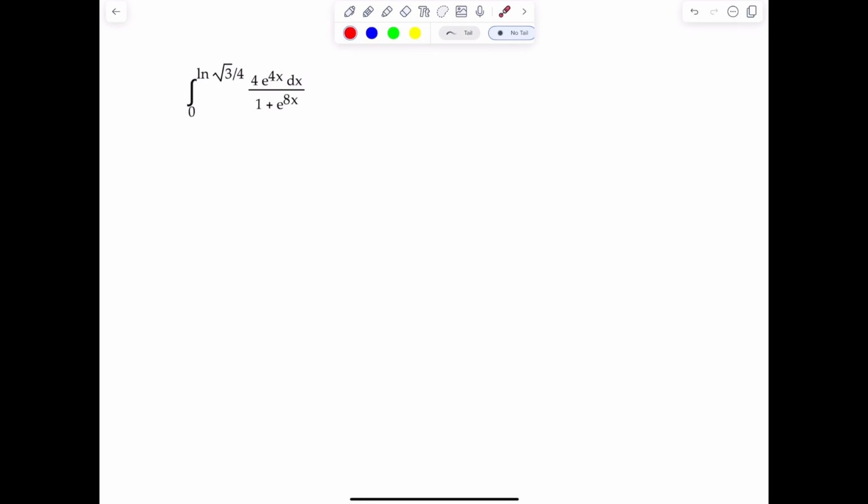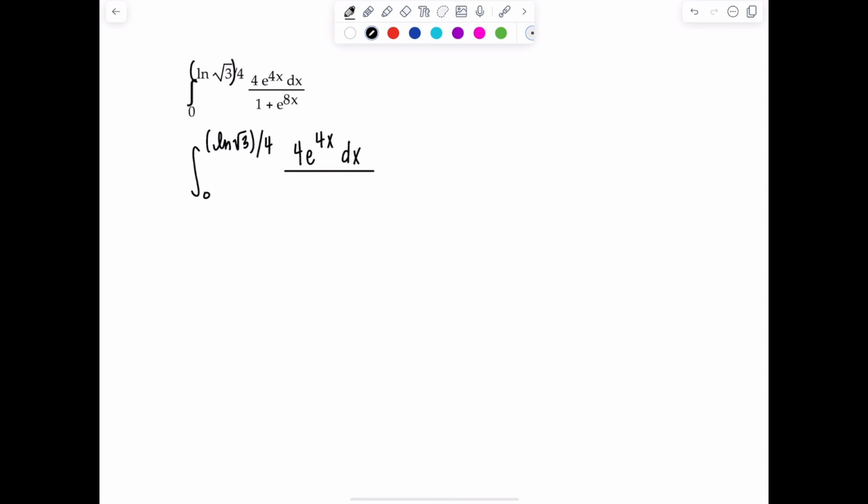Okay, I did want to clarify that this upper limit is missing a set of parentheses. It's natural log of rad 3 all divided by 4. So let me rewrite this. 0 to ln of rad 3 over 4, and then 4e to the 4x dx over, I'm going to help inspire you. Are you ready? 1 plus e to the 4x squared. Oh, okay. So this one's a little spicy. I'm going to go ahead and let u be e to the 4x.